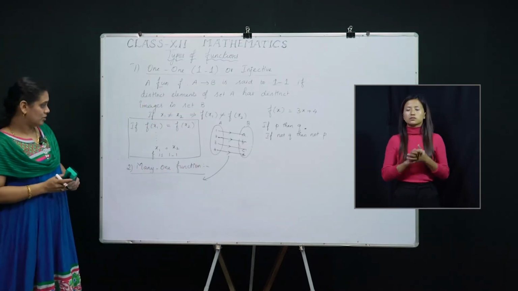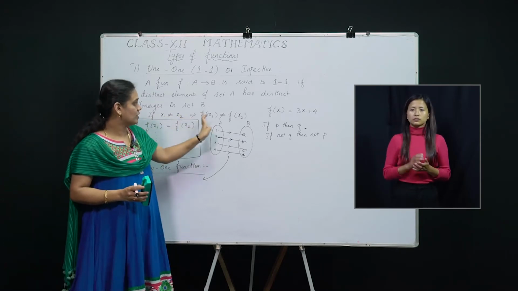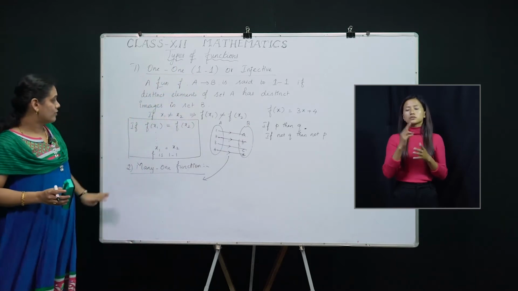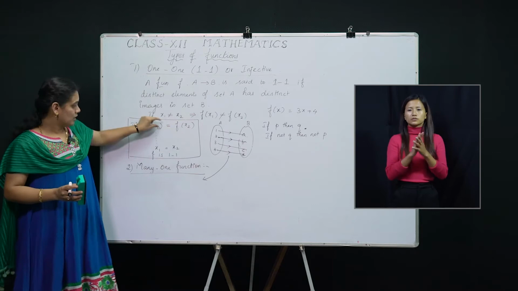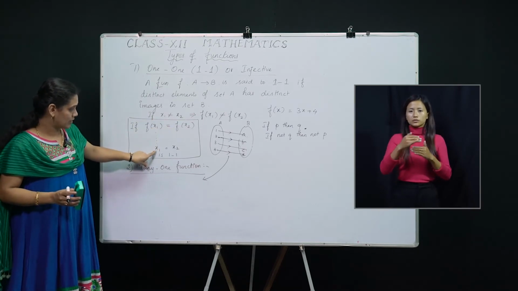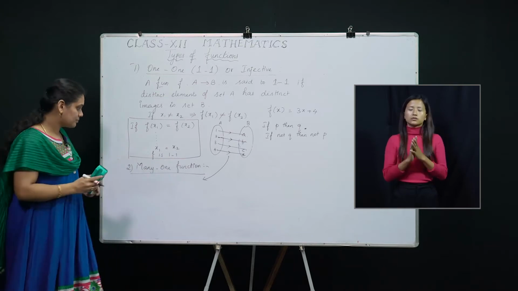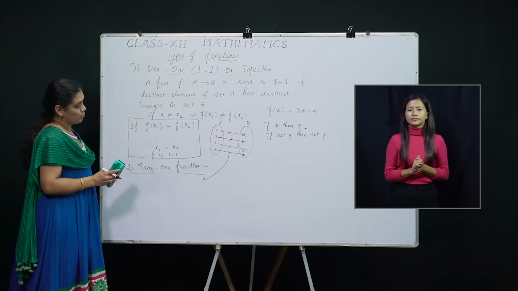Okay, so let us recollect this. If x1 not equal to x2, then f(x1) not equal to f(x2). That is the basic definition of a one-to-one function. Mathematically we prove it by taking f(x1) = f(x2) and proceeding. If we get x1 = x2, then we conclude f is one-to-one. If it is not one-to-one, then we say that it is a many-to-one function.